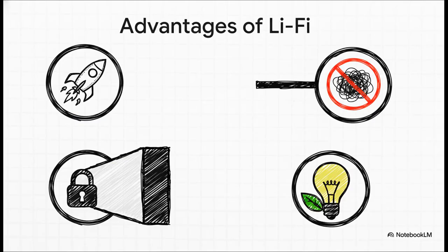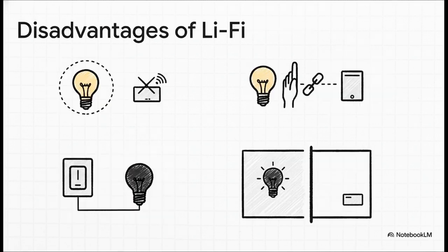And the advantages here are really compelling. Li-Fi has the potential for mind-bogglingly high speeds. Plus, it's extremely secure. Think about it. If you can't see the light, you can't get the data. Light doesn't pass through walls. And on top of that, it doesn't interfere with radio signals, which is a massive bonus in places like hospitals or on airplanes. Of course, it's not perfect, at least not yet.